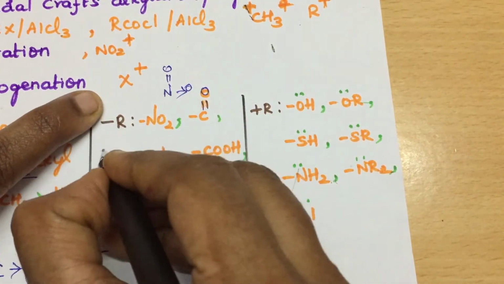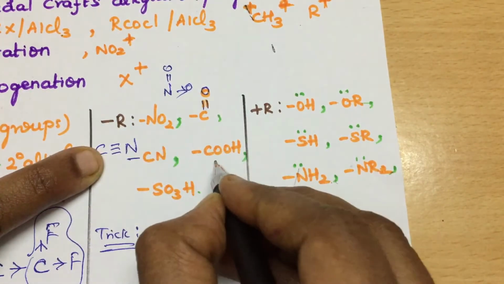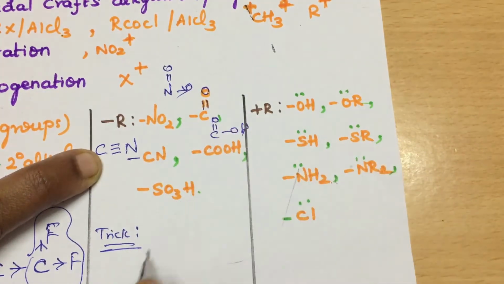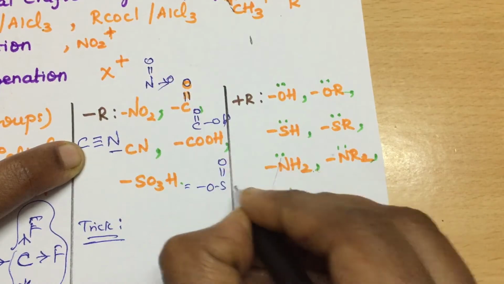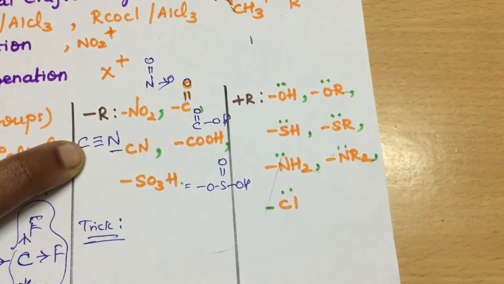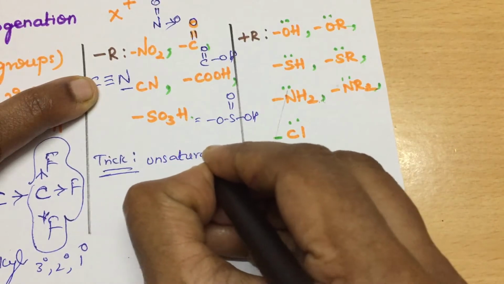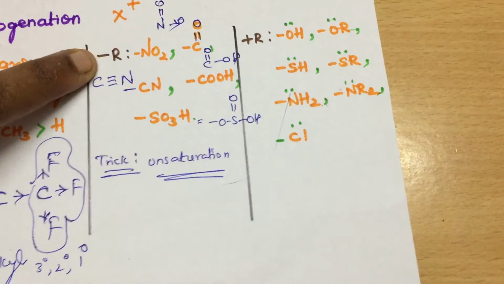So cyanide, what is the structure of cyanide? C triple bond N, unsaturation. So here acid, what is the acid structure? Unsaturation is there. Okay, so the trick is unsaturation will be there. So that is the minus R effect. That group will give you minus R.